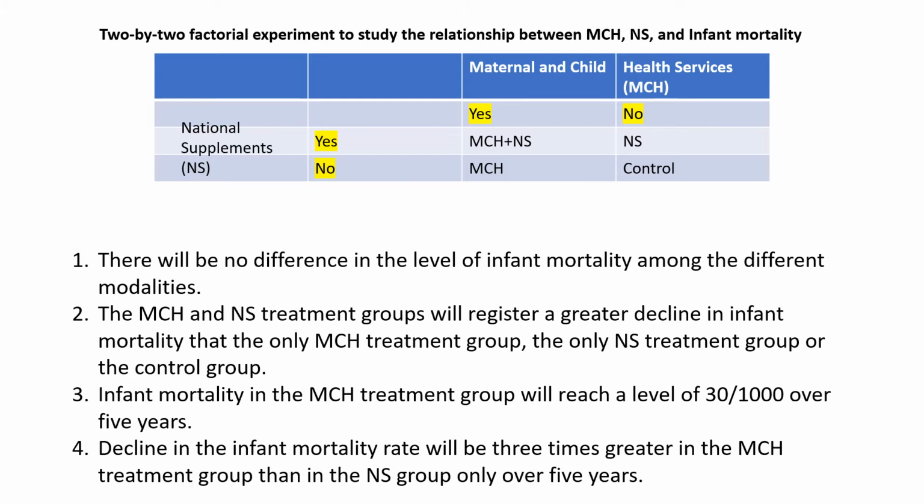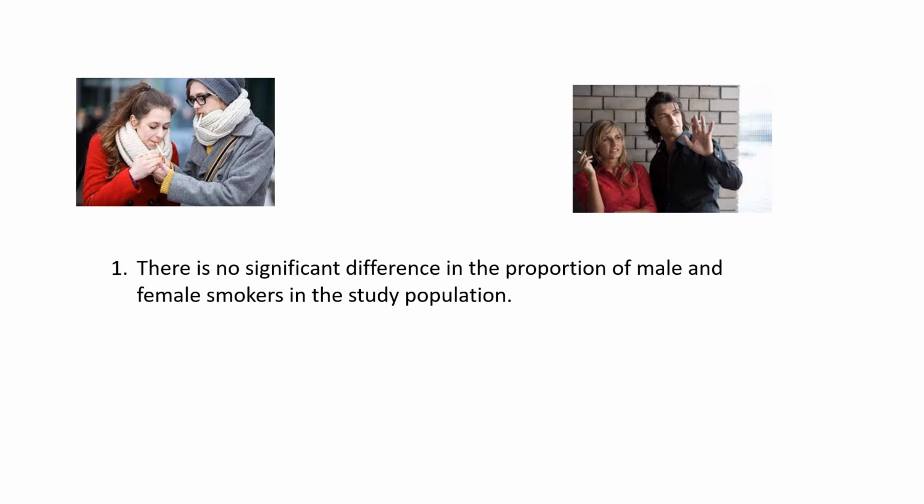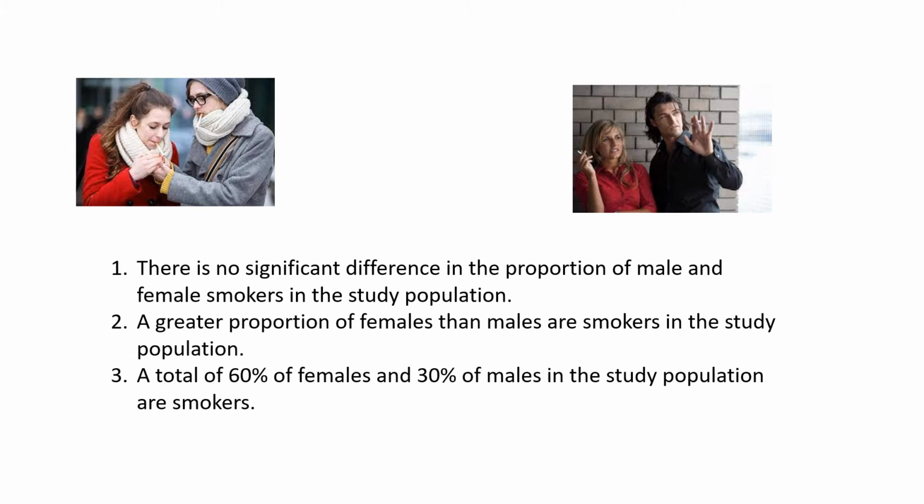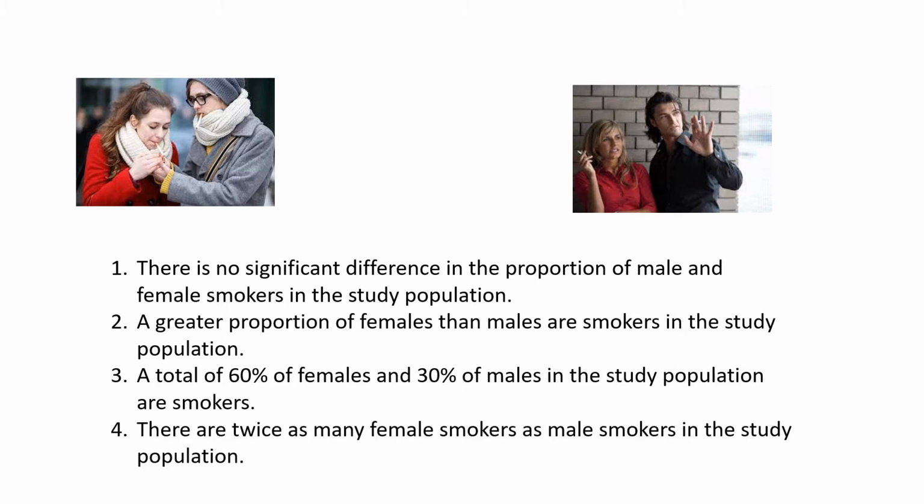Now let's take another example for those of you who find this example to be a bit confusing. Suppose you want to study the smoking patterns in a community in relation to gender differentials. Here is how you can construct the hypothesis. The first one could be there is no significant difference in the proportion of male and female smokers in the study population. Or you can say a greater proportion of females than males are smokers in the study population. Or you can say a total of 60% of females and 30% of males in the study population are smokers. Or there are twice as many female smokers as male smokers in the study population.